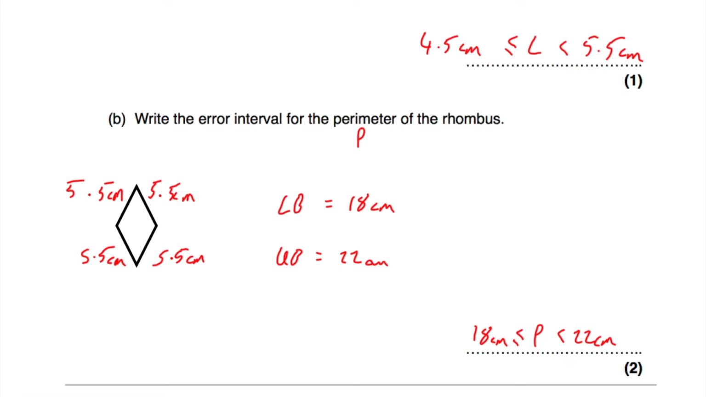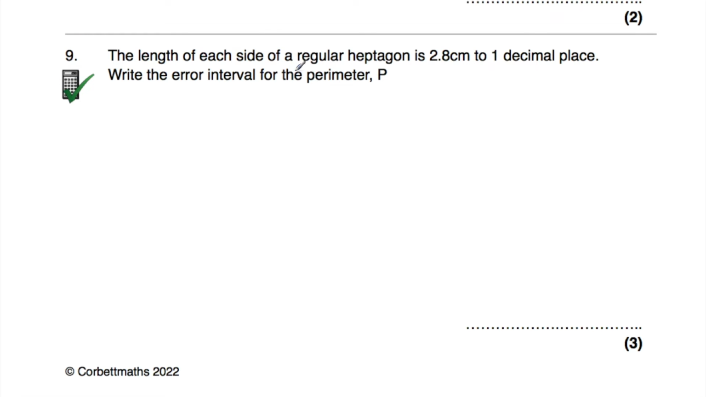Okay, let's look at question number 9. So question number 9 says the length of each side of a regular heptagon, so regular means all sides are the same length, heptagon, it's a 7-sided polygon, is 2.8 centimeters to 1 decimal place.